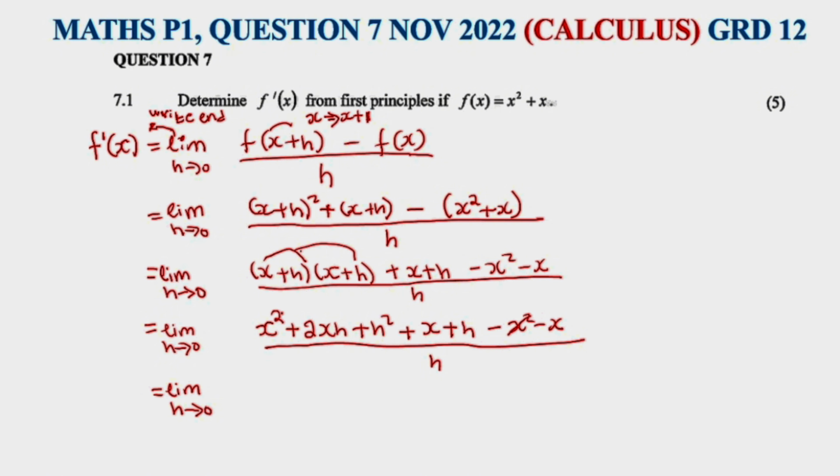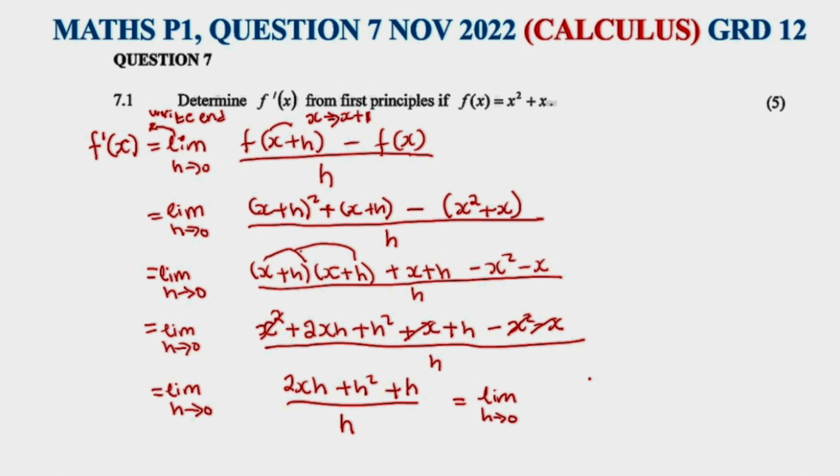Minus x squared, the positive x squared will disappear, then I've got a negative x there, and the positive x there will disappear as well. All right, so now what are we left with? We are now left with 2xh plus h squared plus h, all over h. All right, I'm running out of space here, so I'm going to continue on this side, guys.